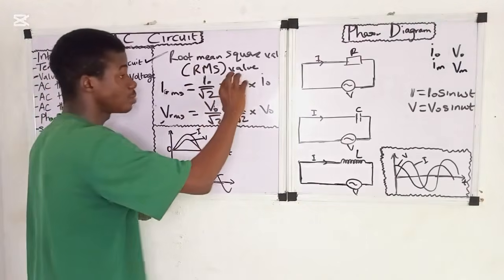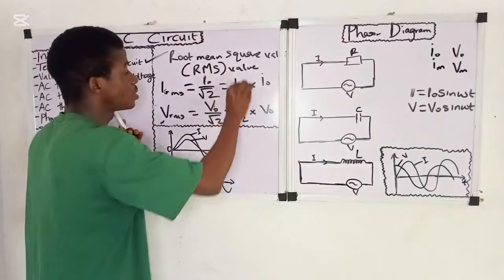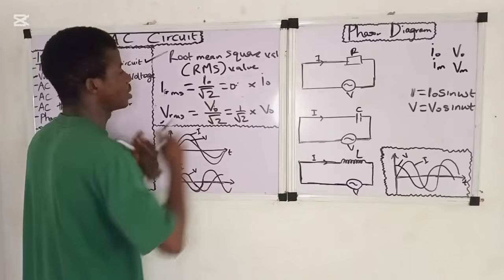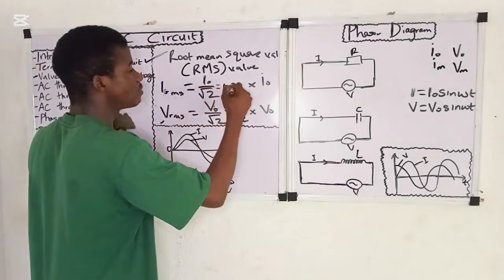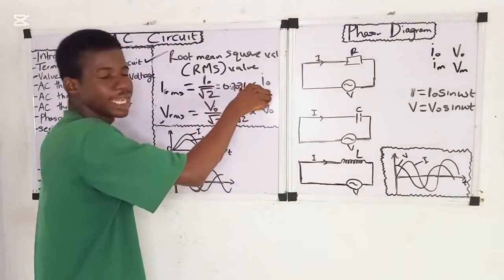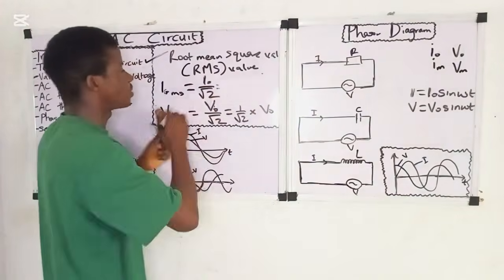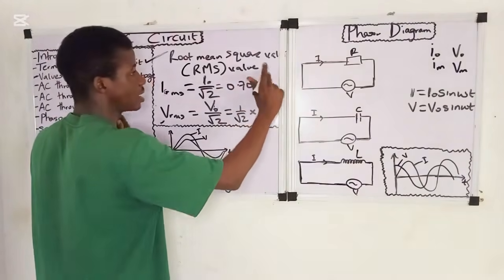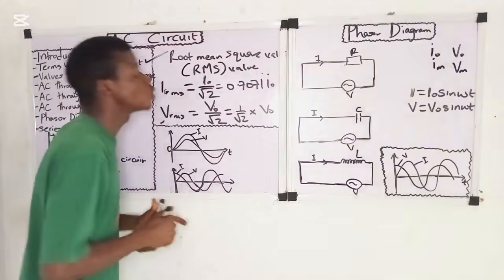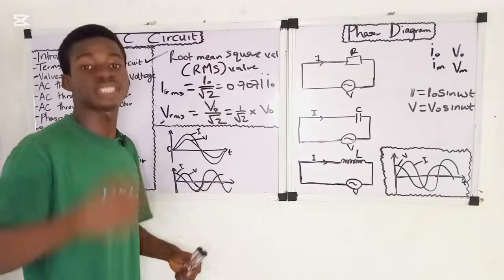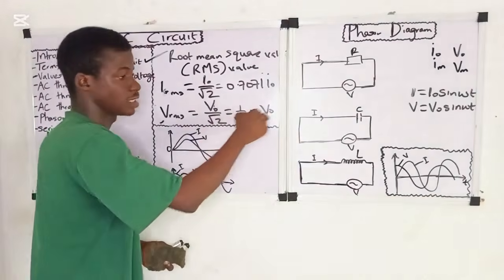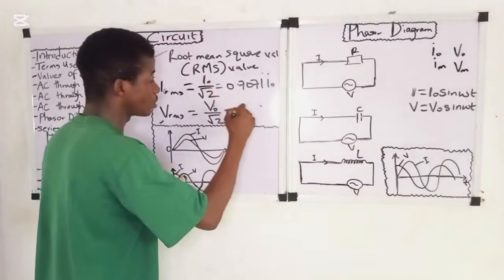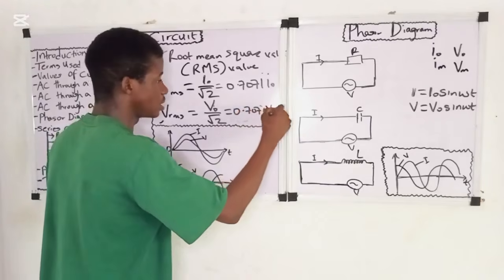Now just press it in your calculator. 1 over root 2 will give us 0.7071. Now 0.7071 times the peak current will give us 0.7071 I naught, right? Same goes for here: 1 over root 2 is 0.7071, so 0.7071 times the peak voltage will give us 0.7071 V naught.